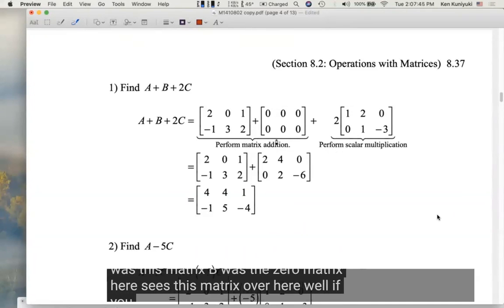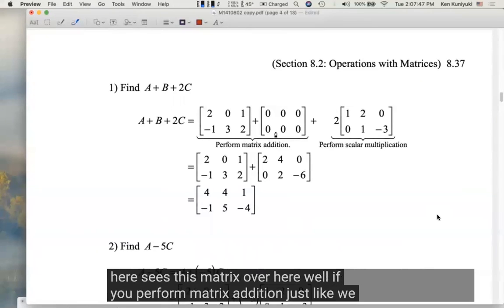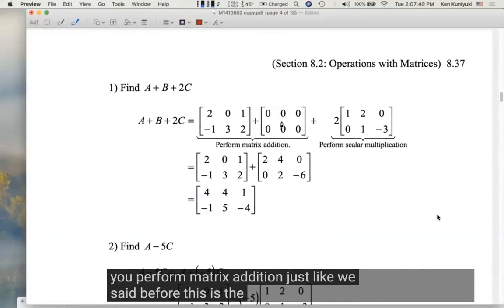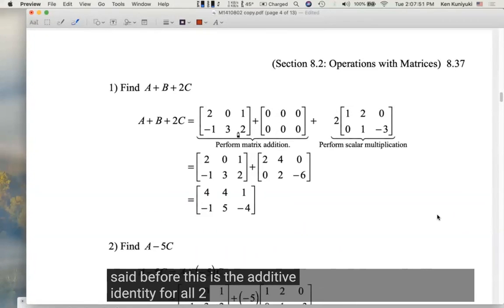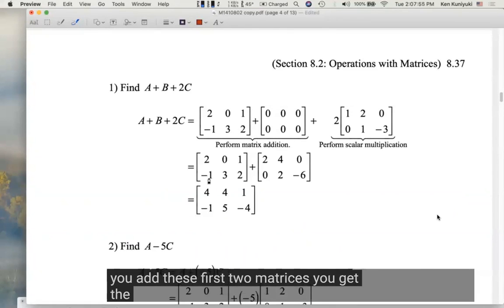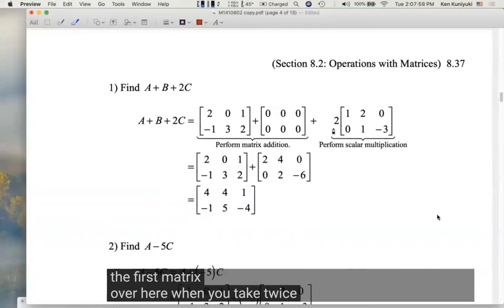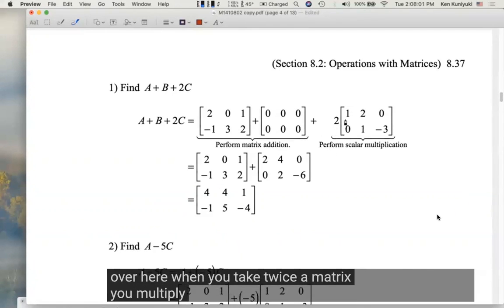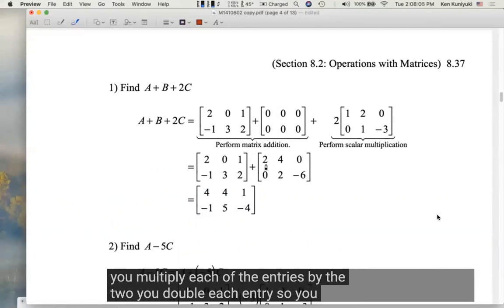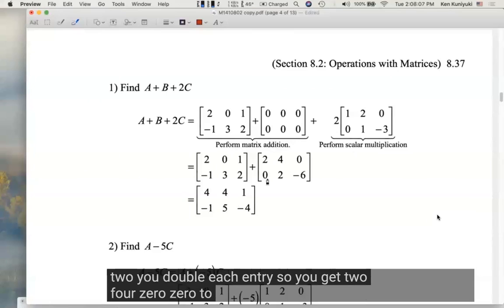Over here, if you perform matrix addition, just like we said before, this is the additive identity for all 2 by 3 matrices. So when you add these first two matrices, you get the first matrix. Over here, when you take twice a matrix, you multiply each of the entries by 2. You double each entry. So you get 2, 4, 0, 0, 2, -6.